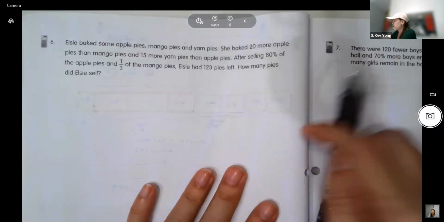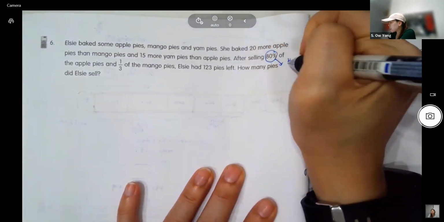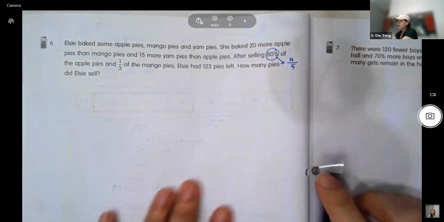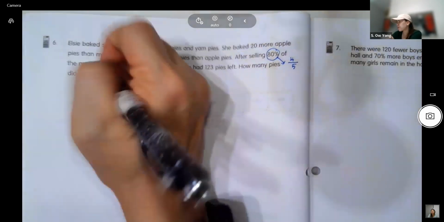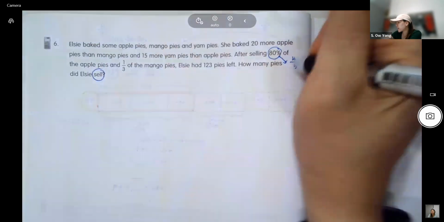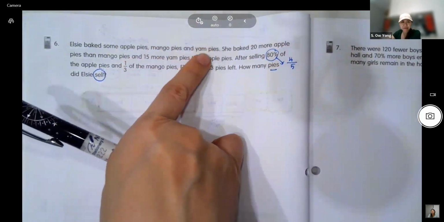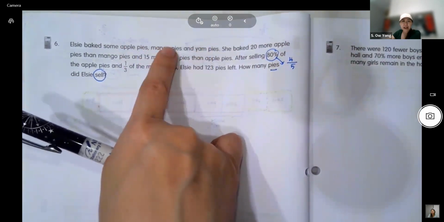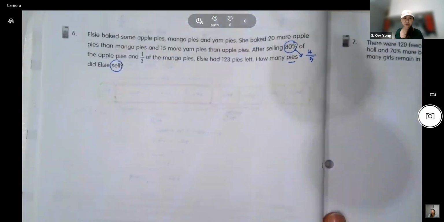After selling 80% of the apple pies and 1/3 of the mango pies, Elise had 123 pies left. How many pies did Elise sell? When they ask for how many pies, this includes apple, mango, yam. So I am going to draw the stack model to show you.